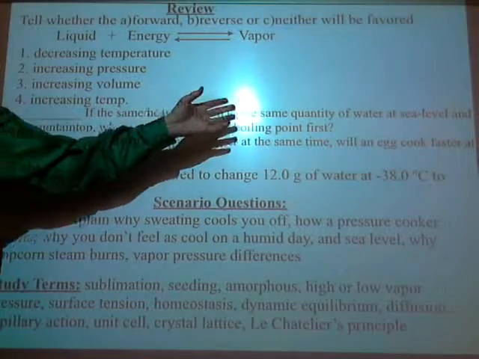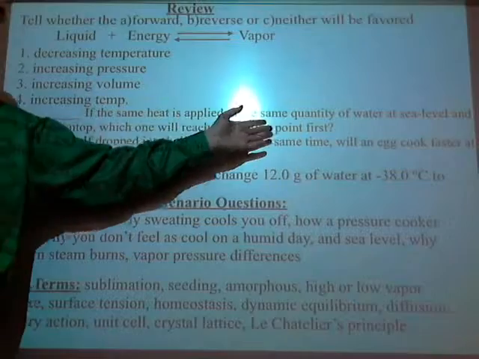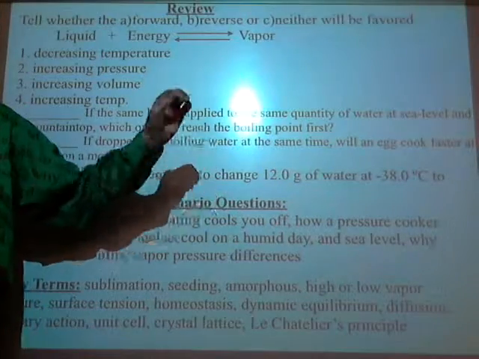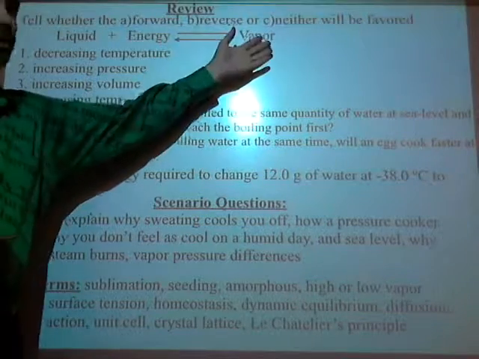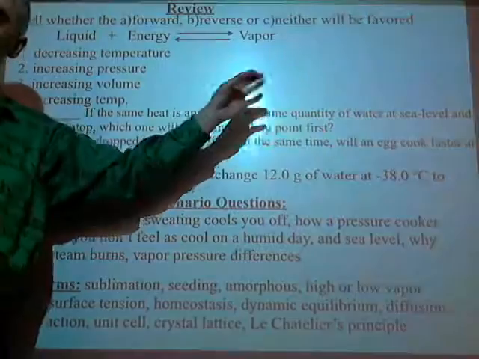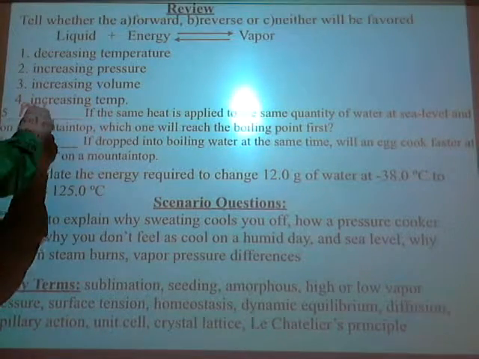So where's it going to be easier to boil the water? On the mountaintop, right? So it will reach the boiling point first. It's going to boil at a lower temperature, okay? Because there's already less vapor pressure to overcome. It's going to be easier to boil. So that's nice. Mountaintop's the answer to that one.